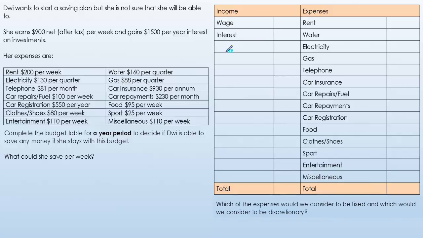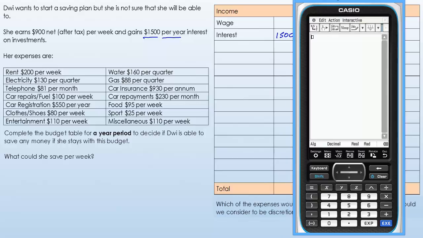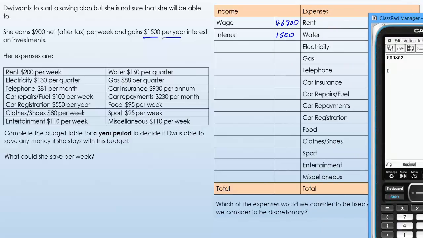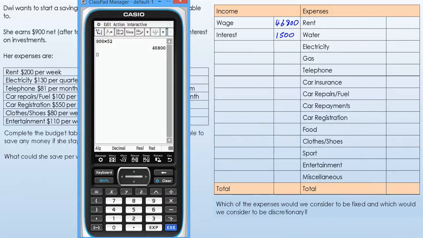So let's start with the income. This interest is per year, and we're doing a yearly budget, so we can put that one directly in. The wages are $900 per week, and we always use 52 weeks in a year. So 900 multiplied by 52. So that's 46,800. So let's add those together. So we just need to add 1,500 on there. And that's 48,300.